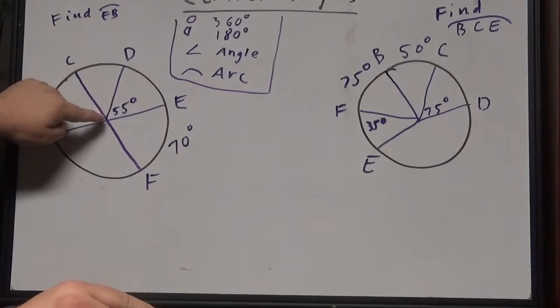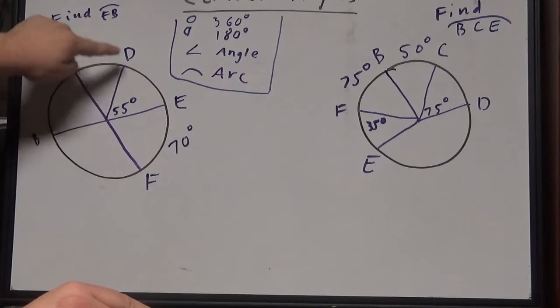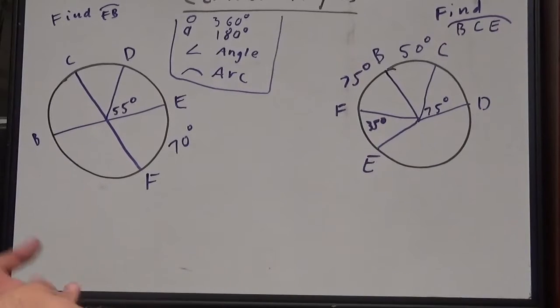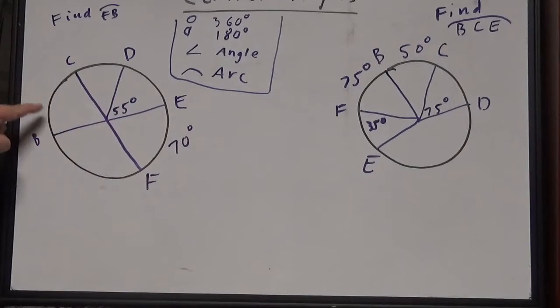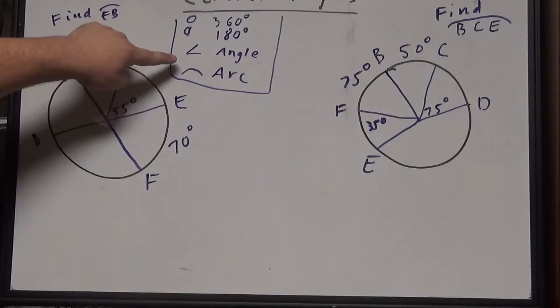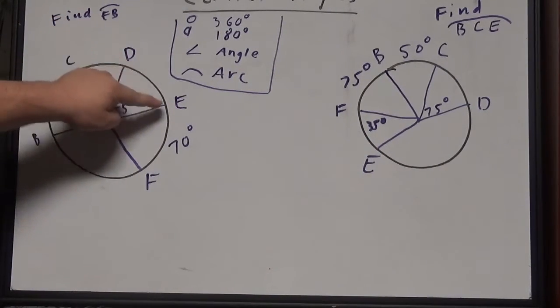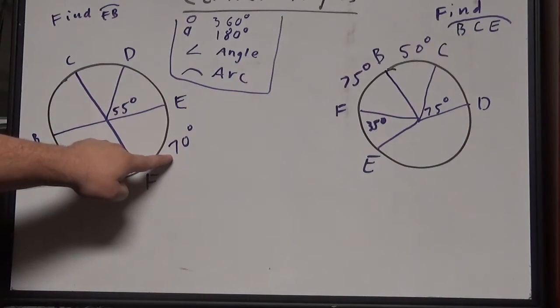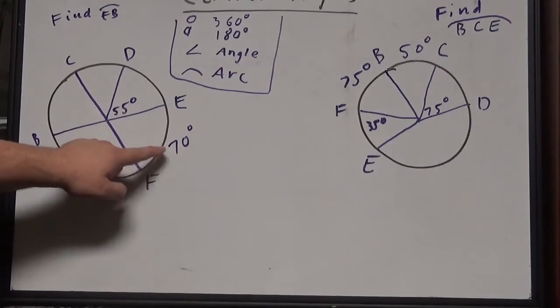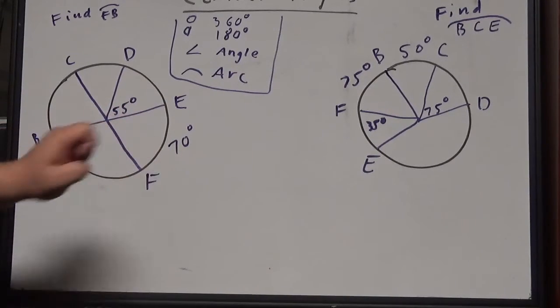if we have an angle, like say this 55, it's where two lines intersect. We've been through angles in previous videos and assignments. An arc is a part of the outside of a circle, part of the circumference. Look at the symbol for arc. It looks like part of the outside of a circle. This 70 is an arc. 55 degrees is an angle, 70 degrees is an arc.